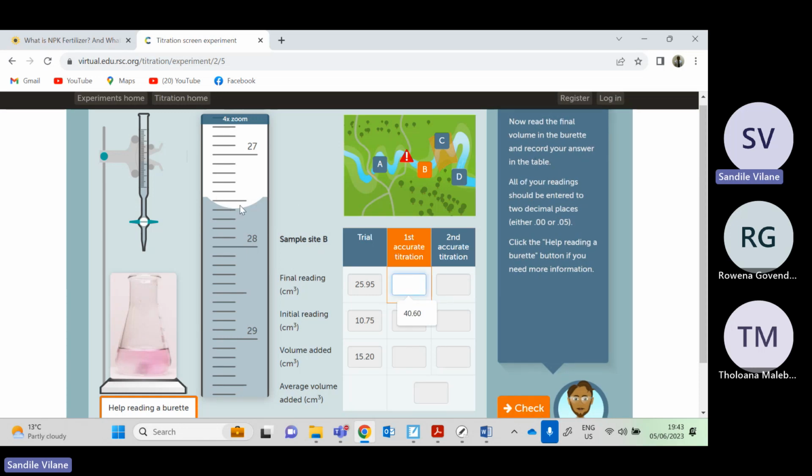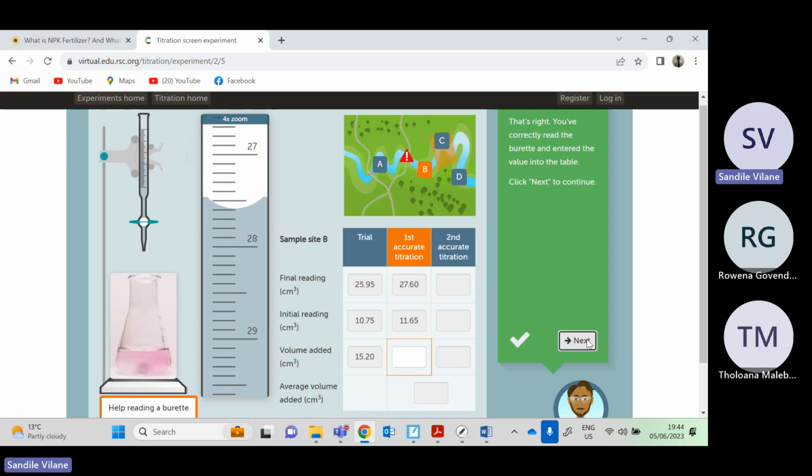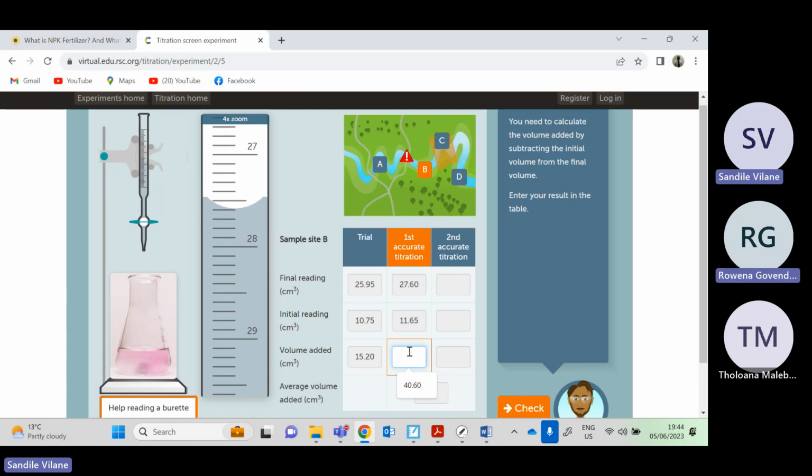Now read the final value. Our final value reading is 27.6. 27.60. So we mustn't forget about that. Check, that's correct. And then what is that? Can you do the difference again, Rowena? So it's 15.95. 15.95. Yes, sir. Okay, thank you.